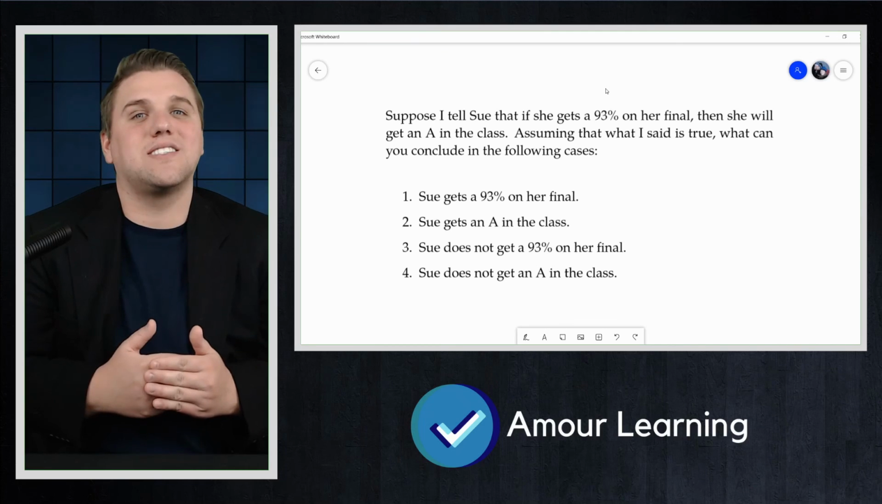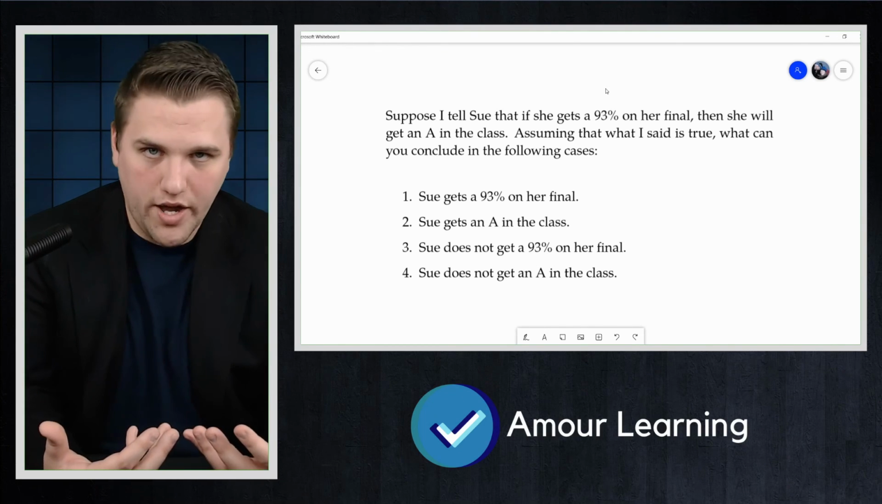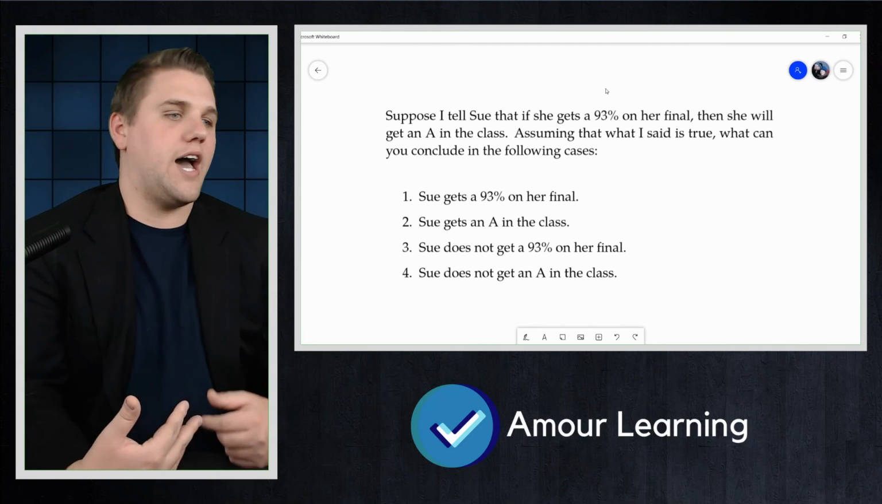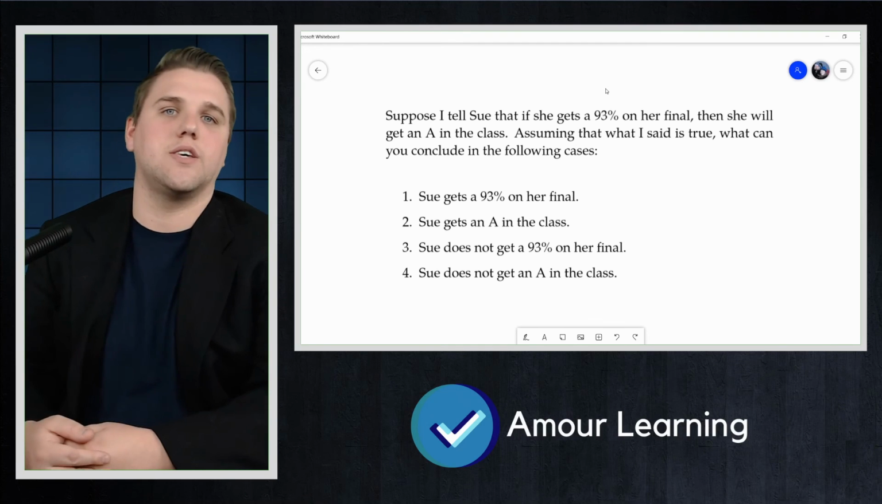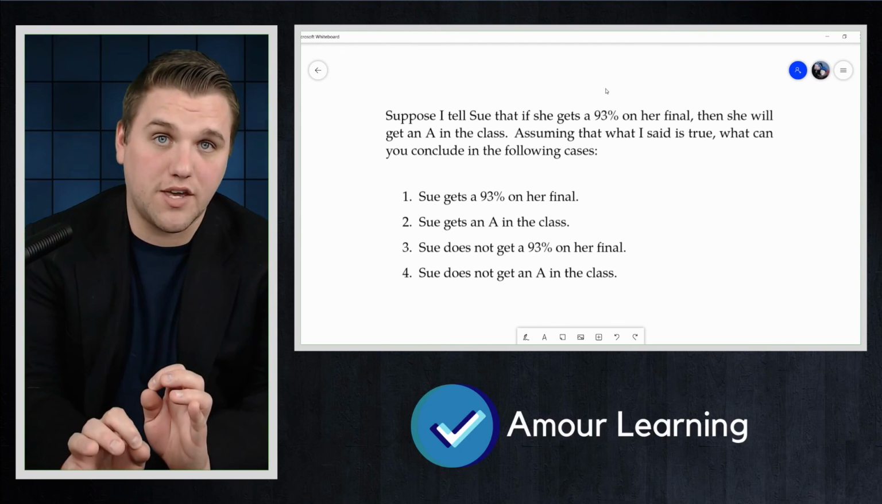And that's why mathematics is pretty distinguished from colloquial language, where we would say for number 2 that, oh yeah, she must have gotten a 93 then, obviously. But that's not obvious in mathematics. So we have to be very, very specific in mathematics.